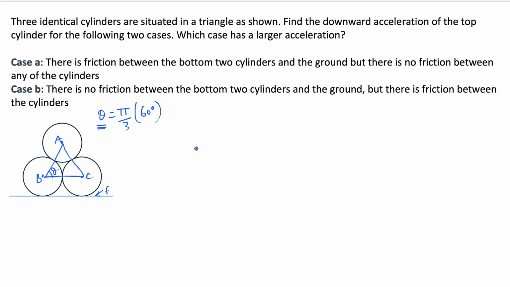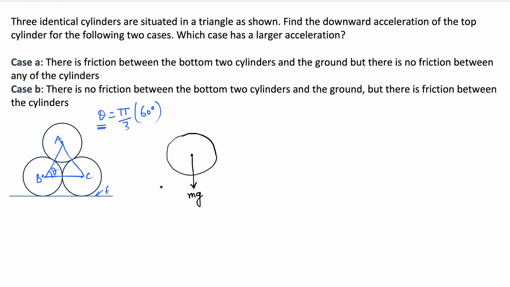Okay, so for case A, the friction is there between the bottom two cylinders and the ground, but there is no friction between the cylinders. And our job is to find the acceleration for A. Okay, so let's first draw the free body diagram, right? So let's take the top cylinder first. Okay, assume this is the top cylinder. So weight is downward. Let's say the mass of each cylinder is m.